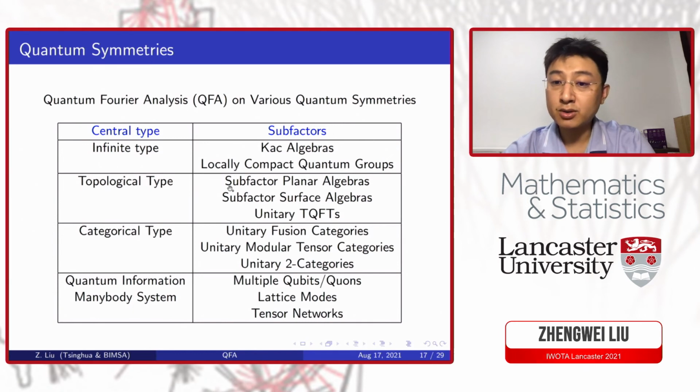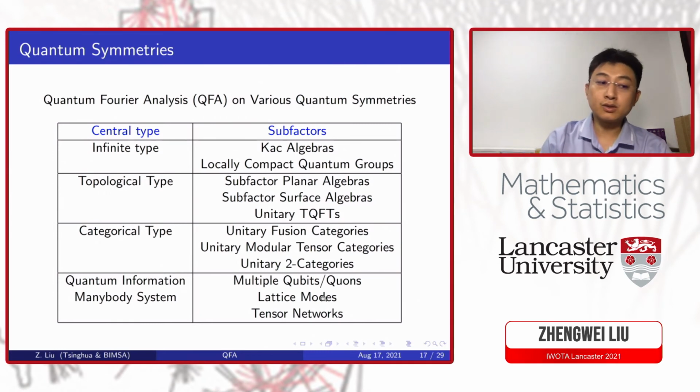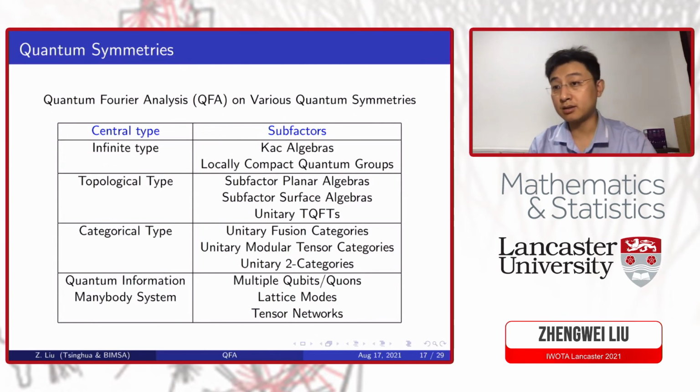And also in the topological setting, we can extend those planar pictures to higher dimensions. We can look at not just planar algebras, but surface algebras, or even higher dimensional manifolds. And in general, the unitary topological quantum field theory with defects. Those structures are also closely related to the categorical setting. And furthermore, they are closely related to structures in quantum information or condensed matter, like tensor networks or many-body systems. So those are the quantum symmetries we are studying, and the inequalities can be transformed from one symmetry to another symmetry.